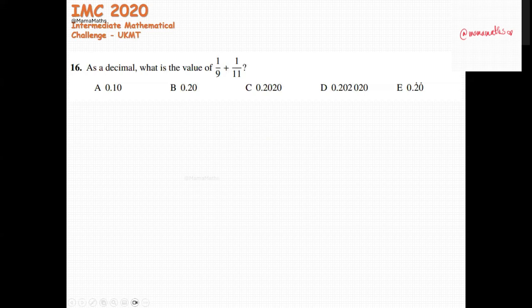IMC 2020 Intermediate Mathematical Challenge of UKMT. Let's start with number 16. As a decimal, what is the value of 1 over 9 plus 1 over 11?